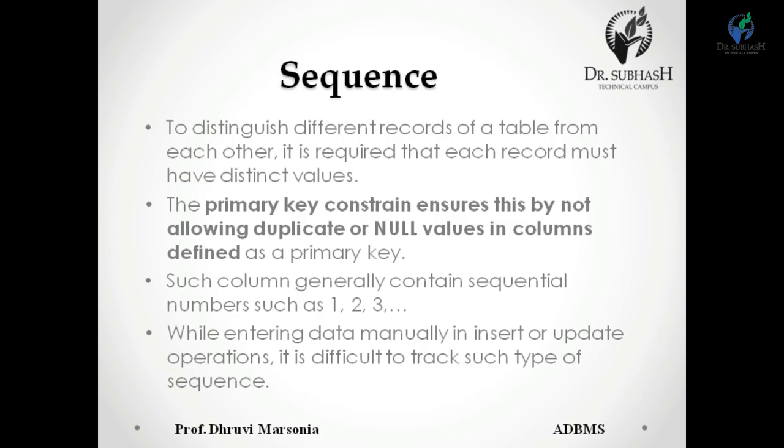While entering data manually in insert or update operations, it is difficult to track such a sequence. For example, in my student table, I have a student ID. For the student ID, I have to enter a sequence number like 1, 2, 3, 4, 5, 6, 7 up to 100. Suppose I have successfully entered 100 records, but after updating some operations or deleting some data, it becomes difficult to track the sequence of my table.